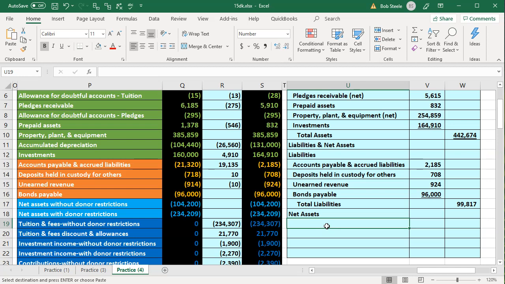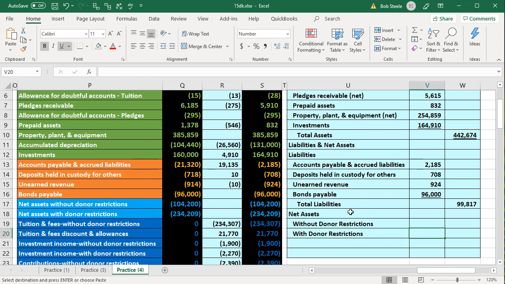We're going to have two components to it. We don't need the whole account. Let's just call them, since we already have net assets up top, without donor restrictions and with donor restrictions. In other words, net assets without donor restrictions and net assets with donor restrictions.